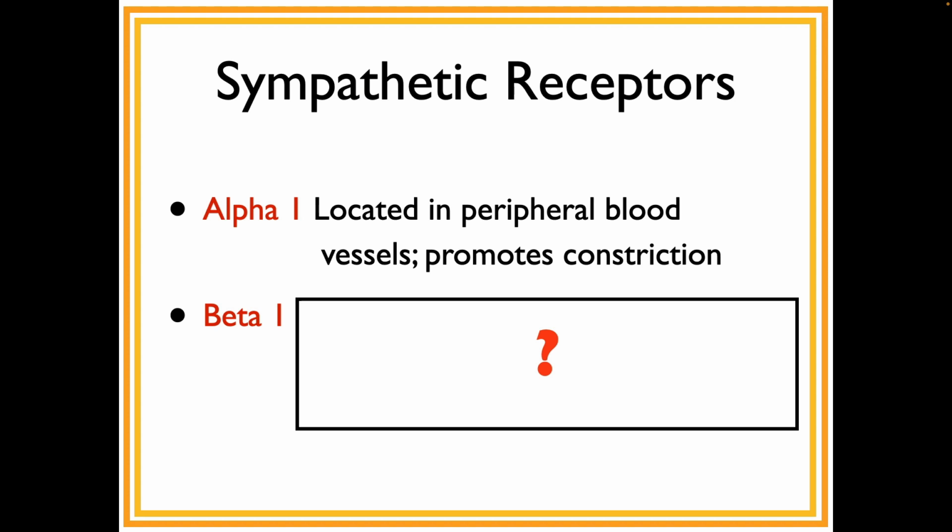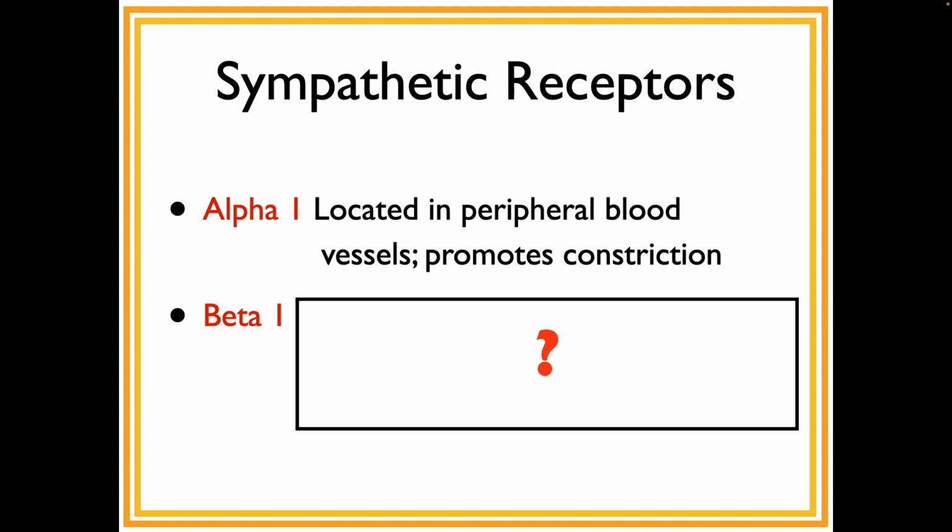So when alpha-1 receptors are stimulated, they promote constriction. Okay? So among other things that epinephrine does, it stimulates alpha-1 receptors. So this causes the blood vessels to constrict. So when you give epi to your patient, is their blood pressure going to go up or go down? Up, because the blood vessels are constricting.